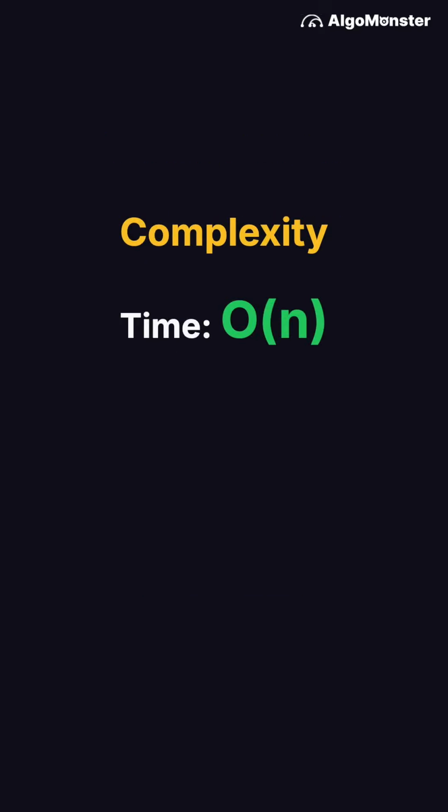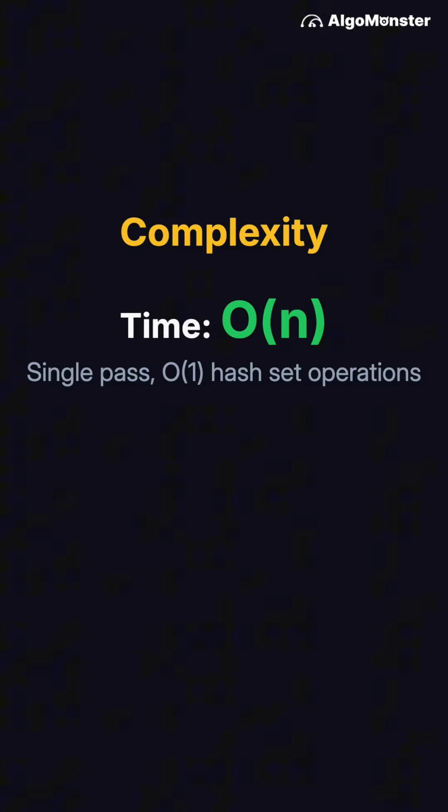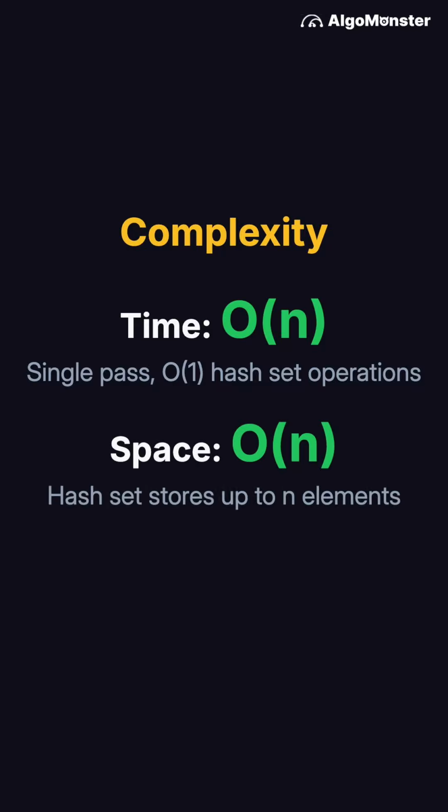Time complexity is O of n. We traverse the array once, and each hash set lookup and insertion takes O of 1 on average. Space complexity is also O of n in the worst case, since we might store every element in the set before finding a match or concluding there is none.